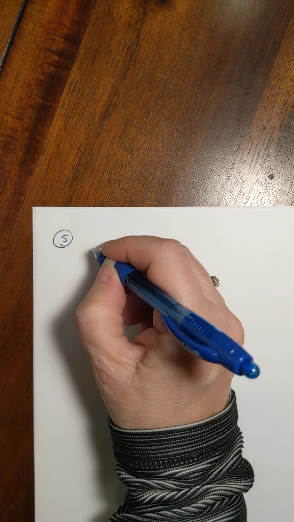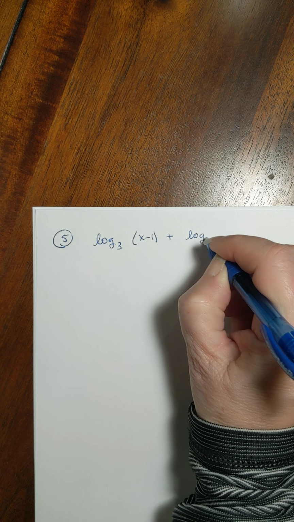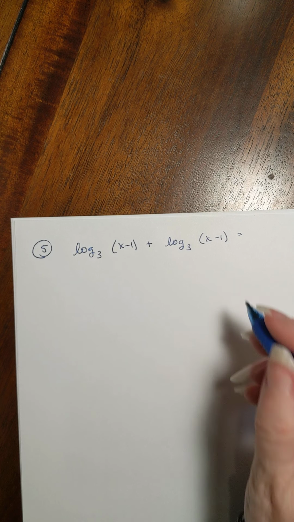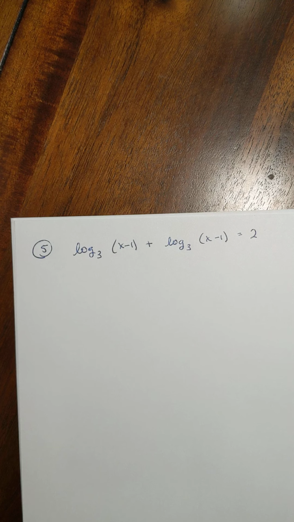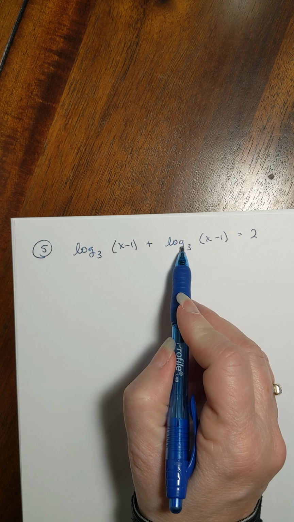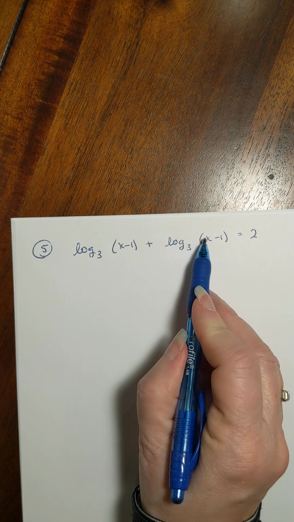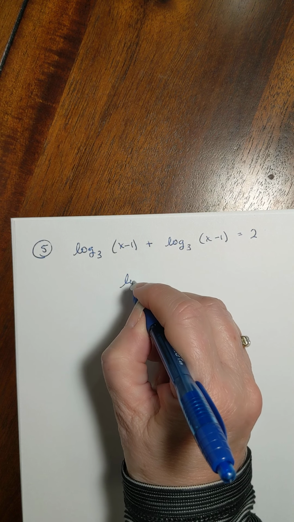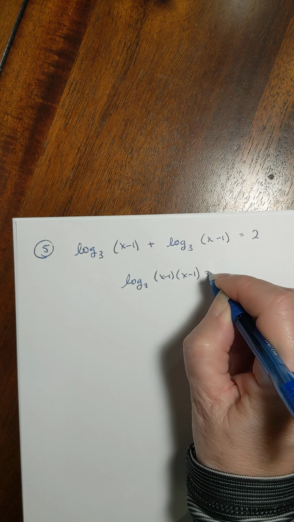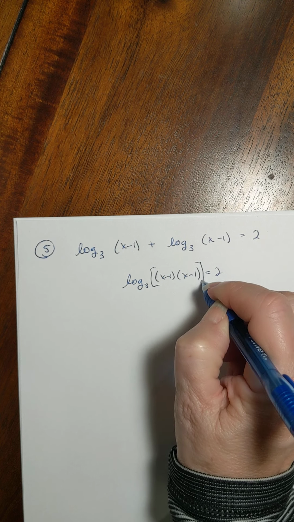Problem number 5 says log to the base 3 of x minus 1 plus log to the base 3 of x minus 1 is equal to 2. All right? So again, we have to write this as a single log. When I'm adding the logs, I'm going to multiply these two numbers. So it's going to be log to the base 3 of x minus 1 times x minus 1. So I'm taking the log of all of this.